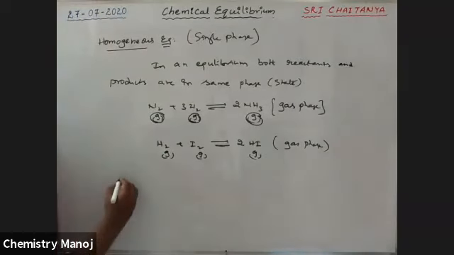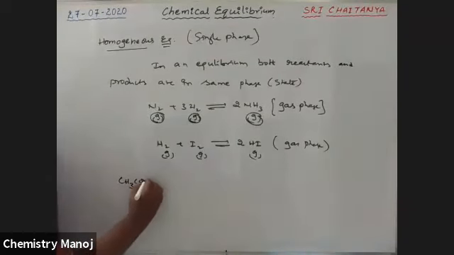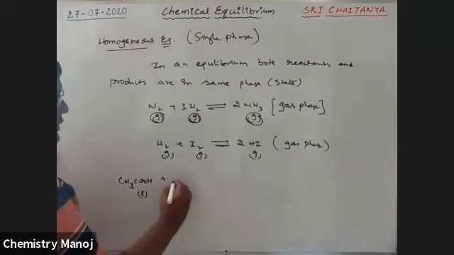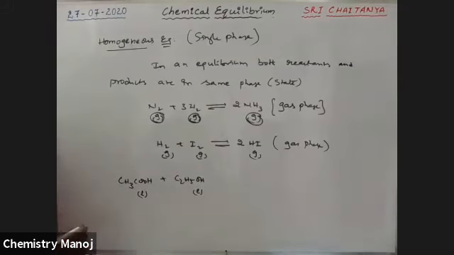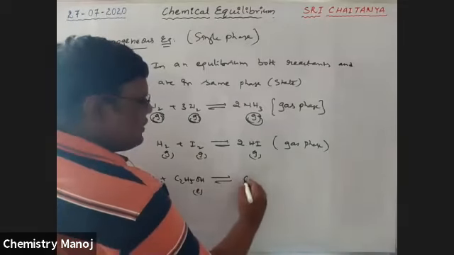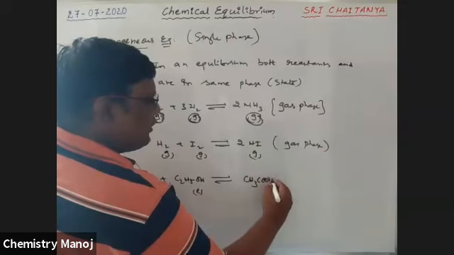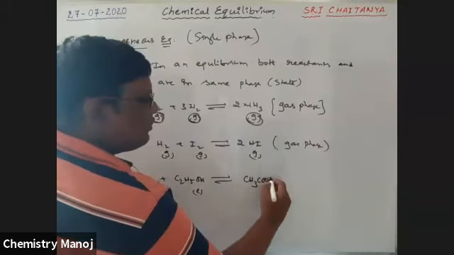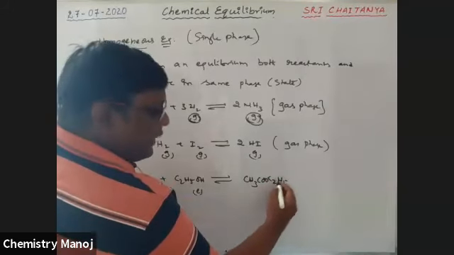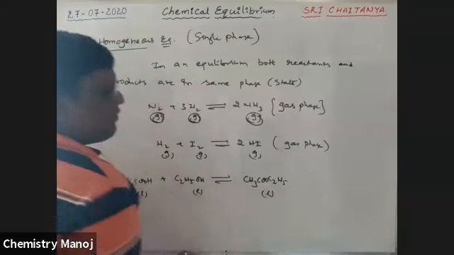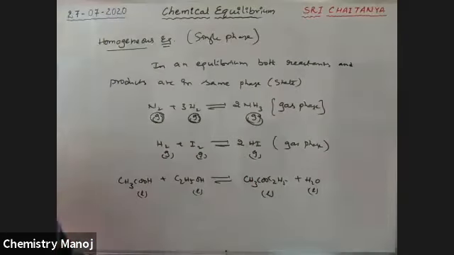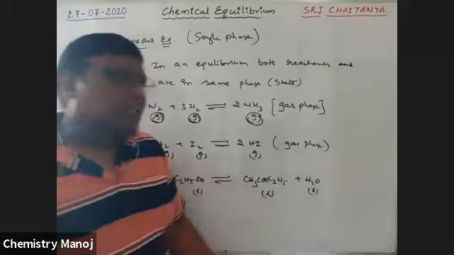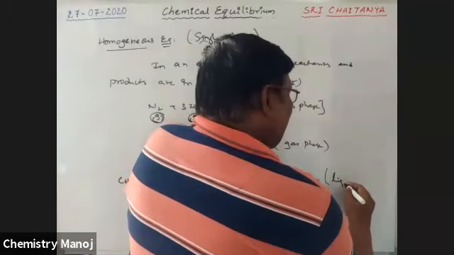Next, CH3COOH, acetic acid, liquid in state, plus C2H5OH, ethyl alcohol, which is also in liquid state, is reversible with CH3COOC2H5, the ester, which is also in liquid state, plus H2O, which is also in liquid state. All are in liquid state. That's why it is a liquid phase equilibrium.